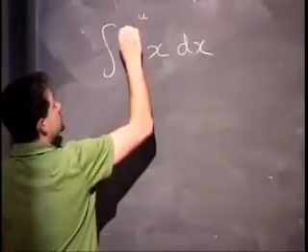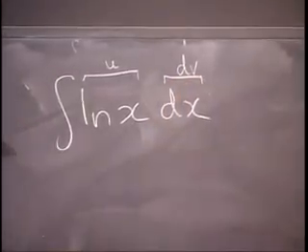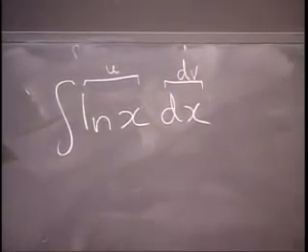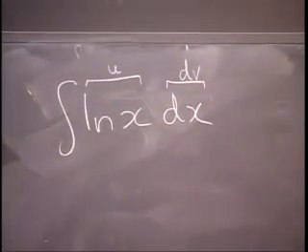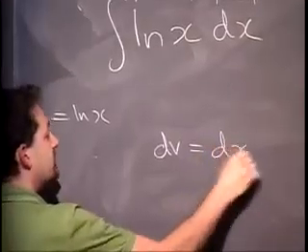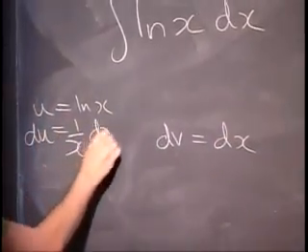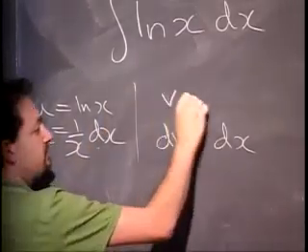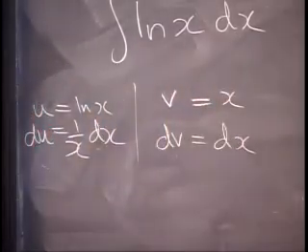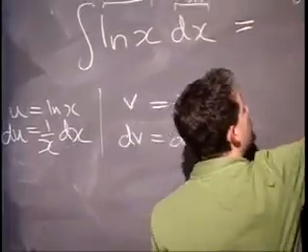Watch this. Let this be u, and let this be dv. That's right, dv is just dx, not something dx like it's been in the other examples. Let's see what happens. U is log x, dv is dx. The derivative of log x is 1 over x dx, and v is just x. Don't need the plus c. So there's the working.